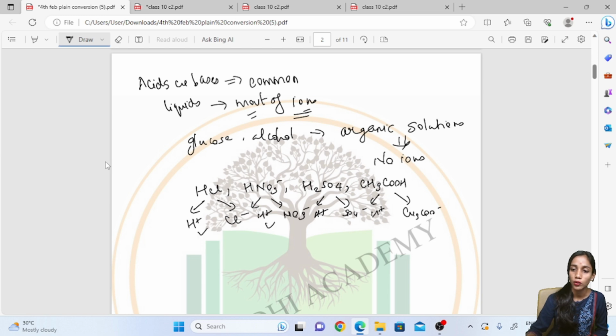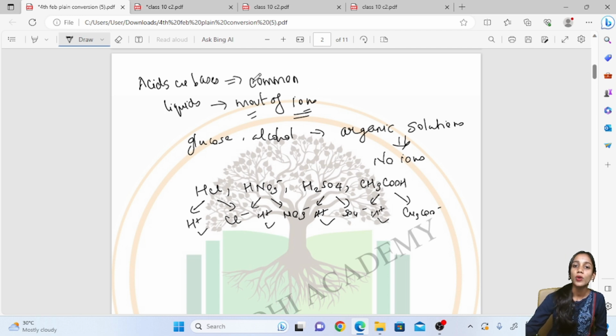So you can observe that in all the cases what is common is the H plus ion, the cation. H plus ion is common in all the acids, and these ions are responsible for the conduction of electricity. Therefore the organic solutions such as glucose and alcohol were not able to conduct electricity because there was no presence of ions. But in case of acids, the acids split into cations and anions, which are responsible for the conduction of electricity, and that's the reason the bulb glowed. So what the acids have in common is the H plus ion.